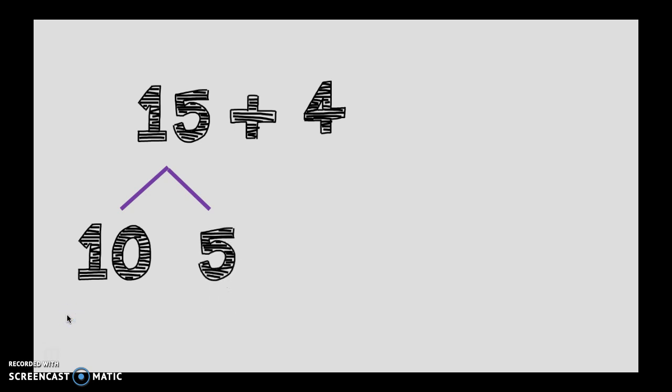Now that I've divided up my tens and my ones, I'm going to go ahead and add my ones together. Well, I have 5 ones from 15, and can you point to the other ones I'm going to add? Yep, you're right, the 4. So my number sentence would be 5 plus 4.